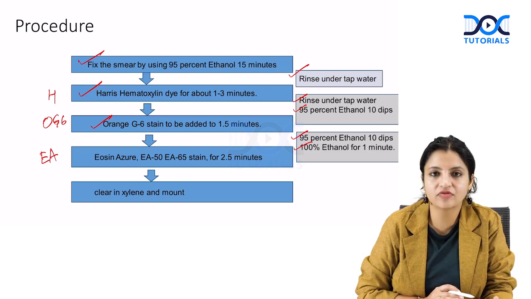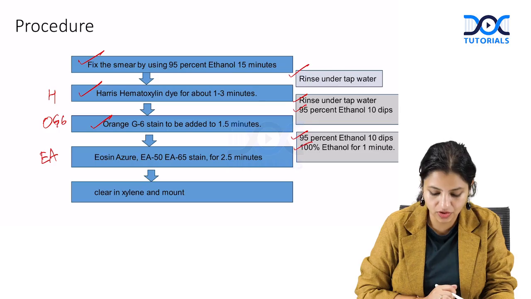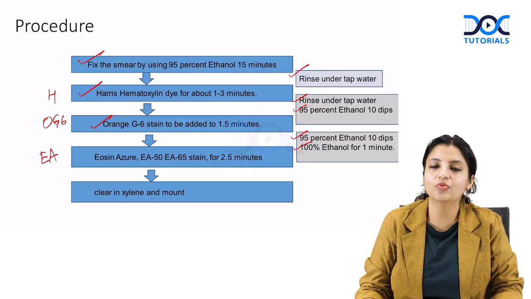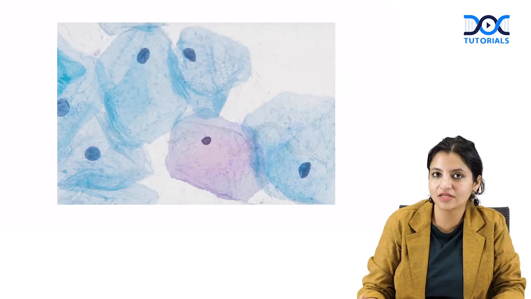You then add your orange G6, you rinse it in alcohol and 100% alcohol, and then you put the EA, eosin azure, and then you're done. Clear and mount. Okay, so that's how we do it. That's the staining, and this we can see various colors that we get.